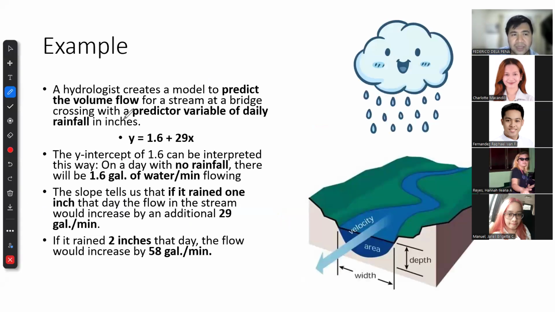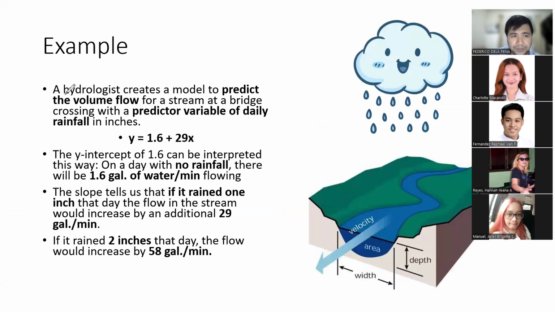And let's have a quick example. We have, let's say, a hydrologist who created a model to predict the volume of flow on a river, right? River flow is simply the velocity of the river flow multiplied by the cross-sectional area.